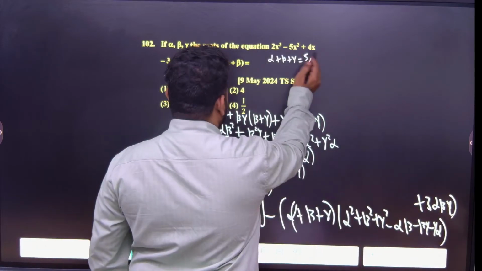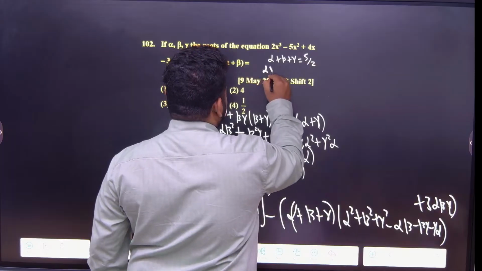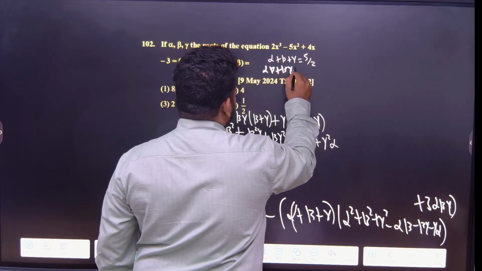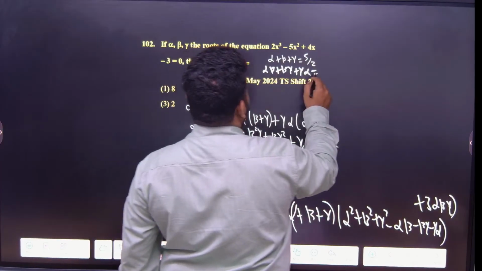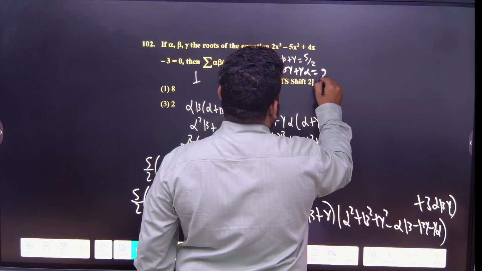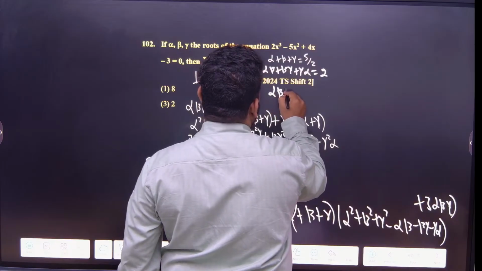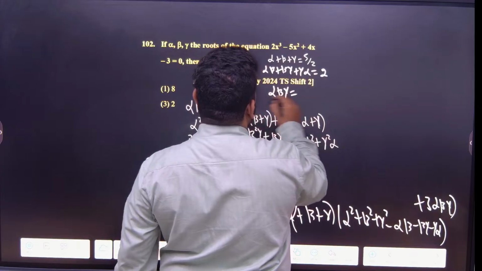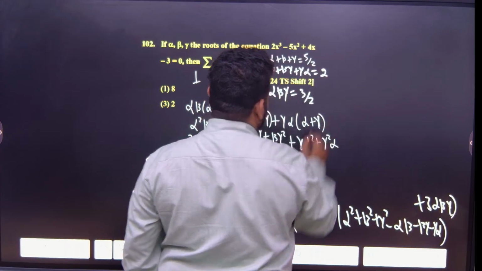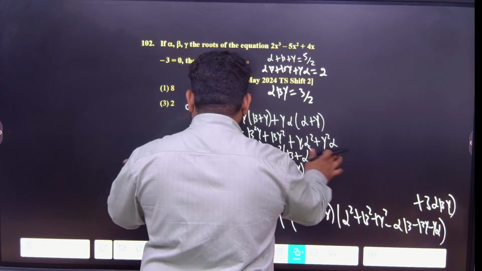Okay. Now we have to find all of this: alpha beta, beta gamma, gamma alpha. That is what? 5 by 2. That is 4 by 2, that is 2. Alpha beta gamma is what? That is 3 by 2. Correct na? Just put the values now. You will get the answer.